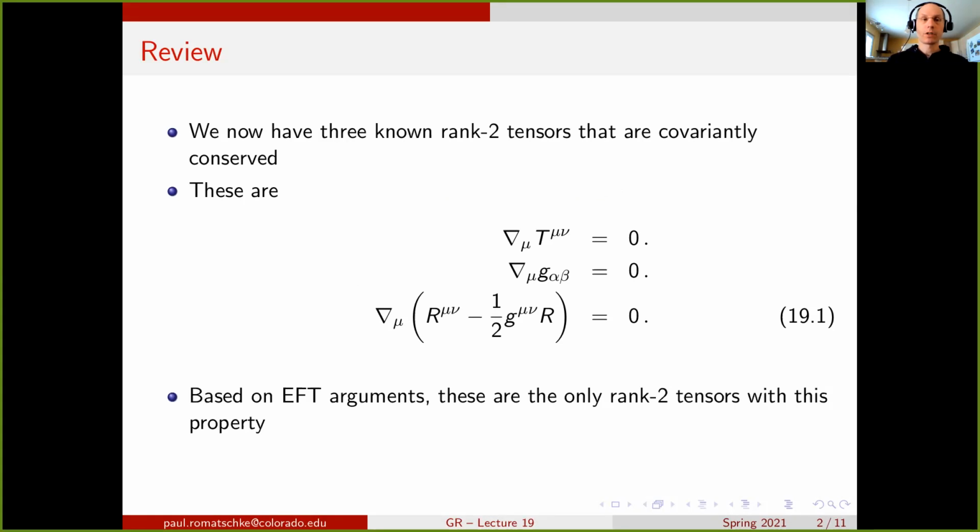Since we can use effective field theory arguments saying that up to two derivatives, these are the only rank 2 tensors that we can build. These three tensors are the only rank 2 tensors that have the property that they vanish under action of the covariant derivative. Let us now study the consequence of having these three tensors that have this property that they are covariantly conserved.